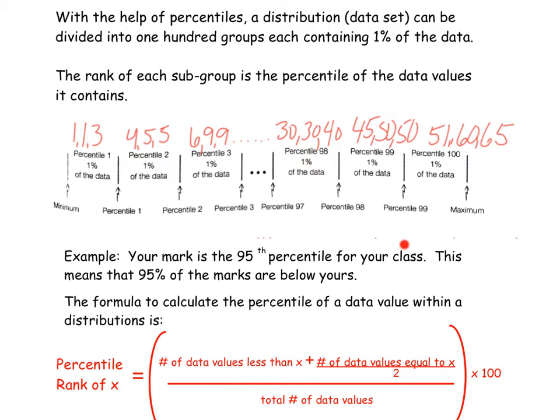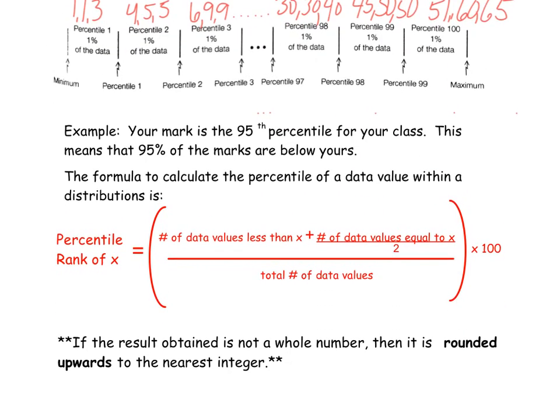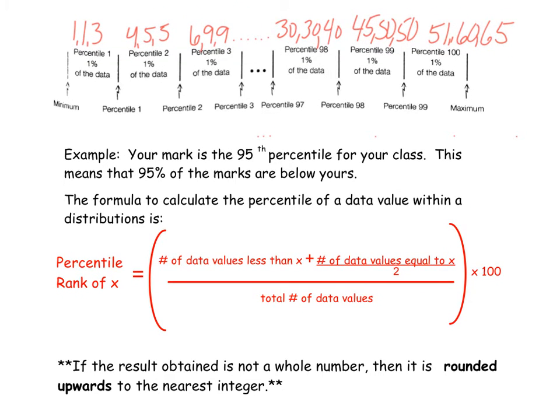To calculate percentile, we use this formula. So if we're trying to find the percentile rank of a certain number, so of x, we need to find the number of data values that are less than x. Then we need to find the number of data values that are equal to x, and we divide that by 2. Add these up, divide by all the data values we have together, and we multiply by 100. We'll use this formula in a moment in an example.